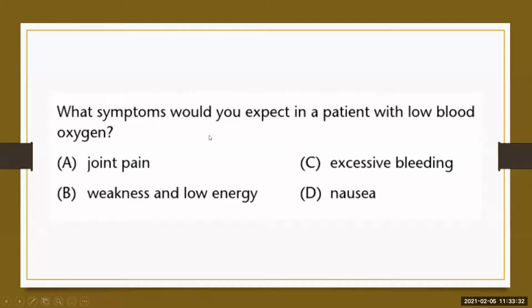Okay. So what symptoms would you expect in a patient with low blood oxygen? Would it be joint pain, excessive bleeding, weakness and low energy, or nausea? Okay, cool. So yeah, it would be B. And again, it just goes back to the idea that the purpose of breathing oxygen is to give O2 for respiration, which is the way you get energy for your cells. So if you're not breathing a lot, that means you're not getting a lot of respiration, which means you're not getting a lot of energy.